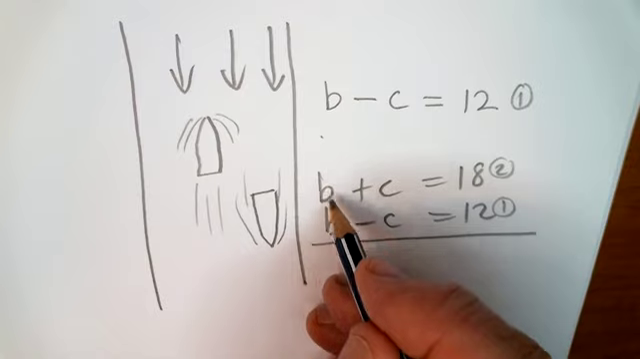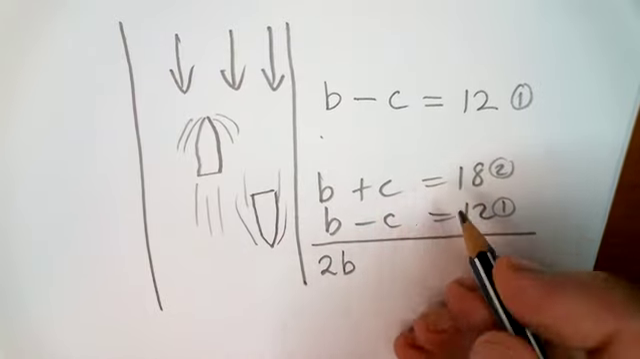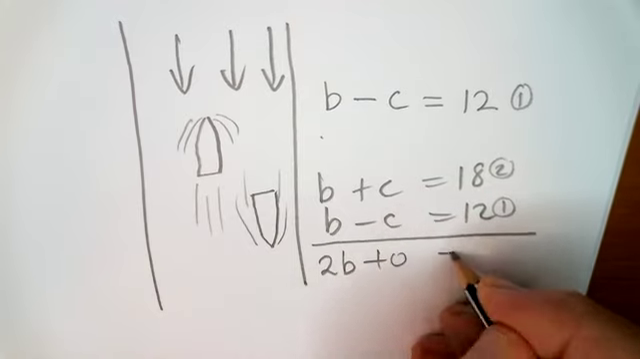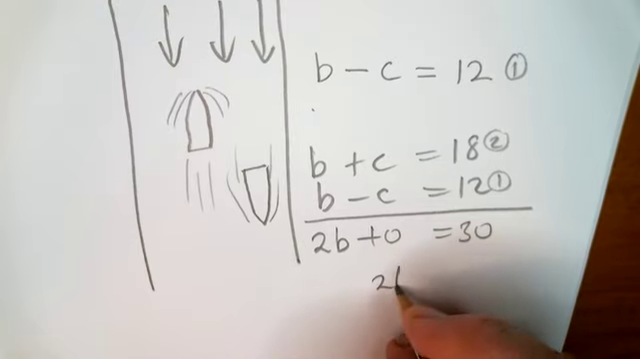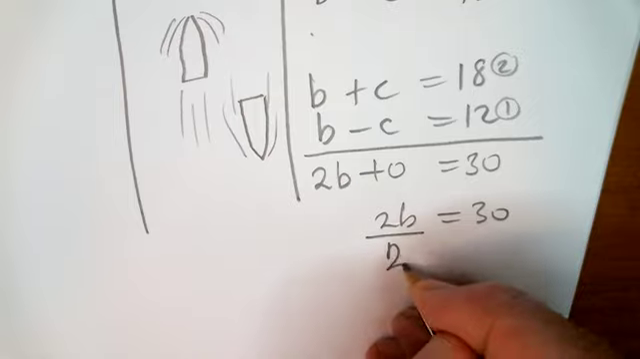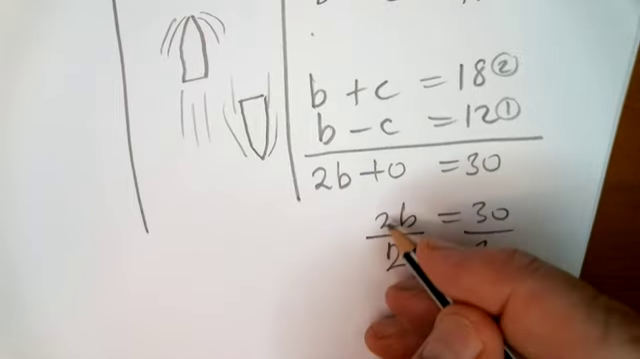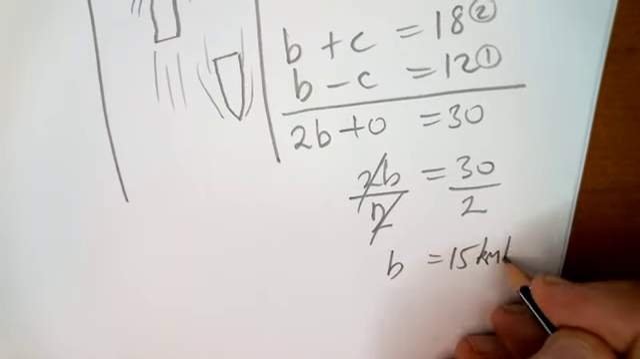So I've got a B and a B, that's going to be 2B. I've got a C and a negative C, which is plus 0, and 18 and 12 is 30. So now I've got 2B is equal to 30. If I divide both sides by 2, B is going to equal 15 kilometers per hour.